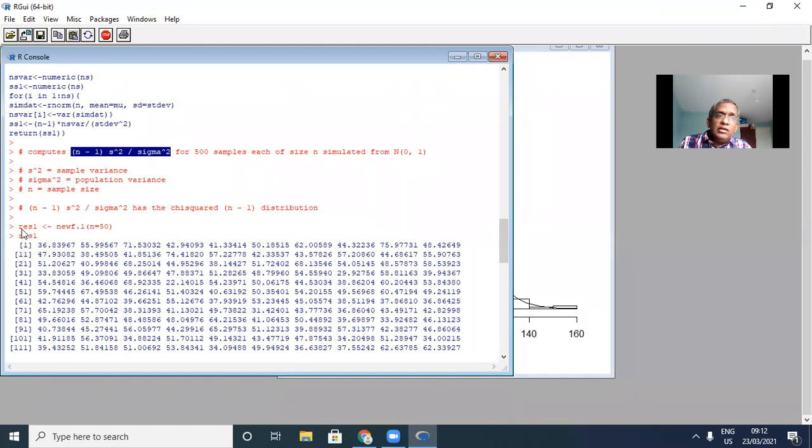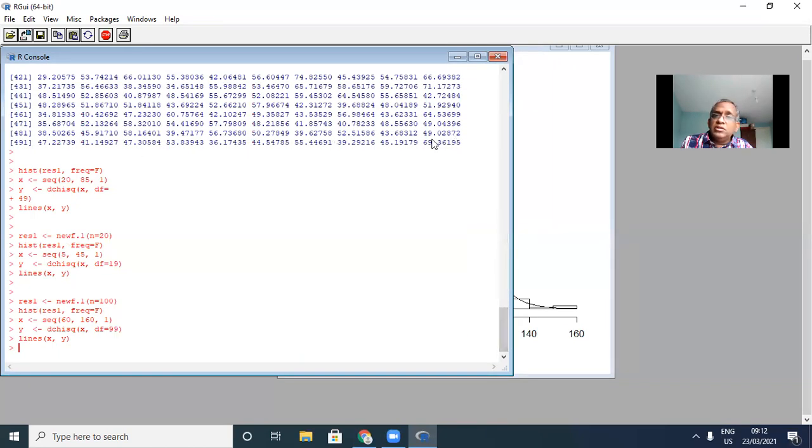So when I use this command here, what it does is it computes this 500 times for 500 samples, each of size 50, each simulated from the standard normal, right? So you have 500 samples, each of size 50, and for each of those 500 samples, you are computing this statistic. So that's why when I type res1, you see there are 500 values here, right?